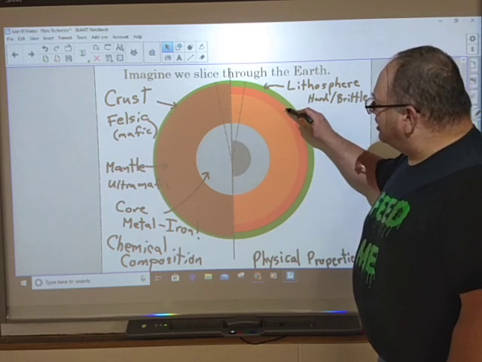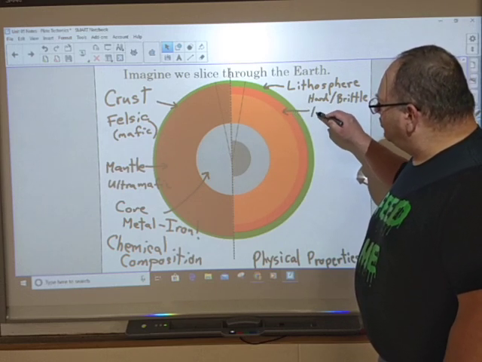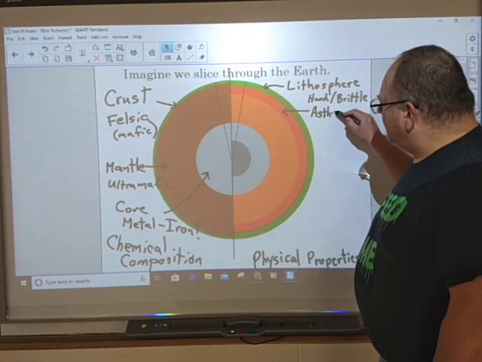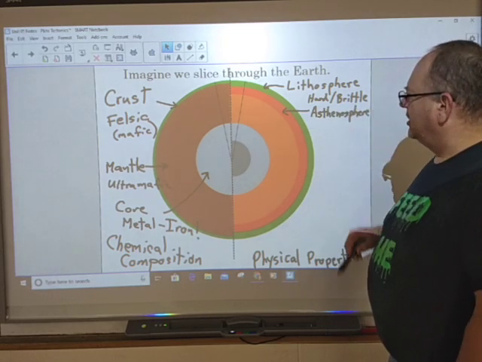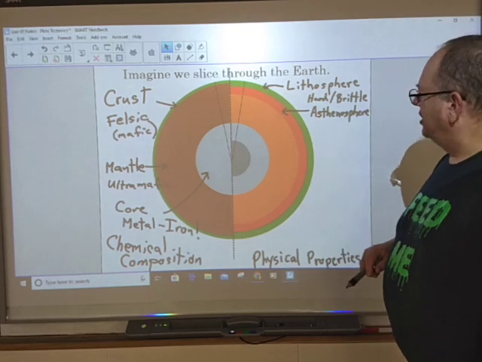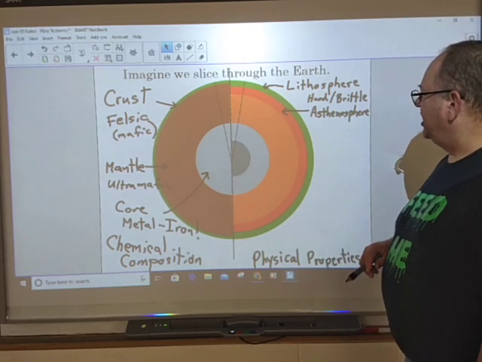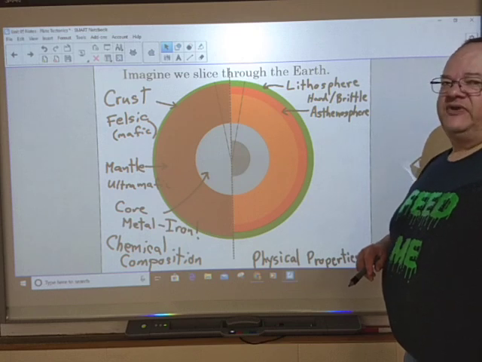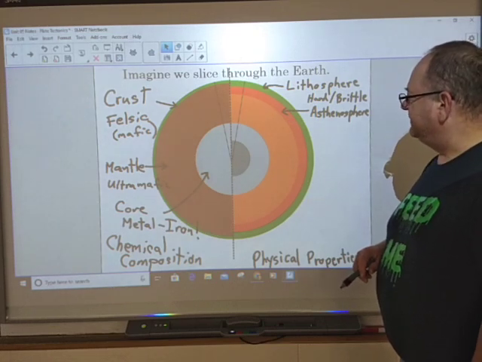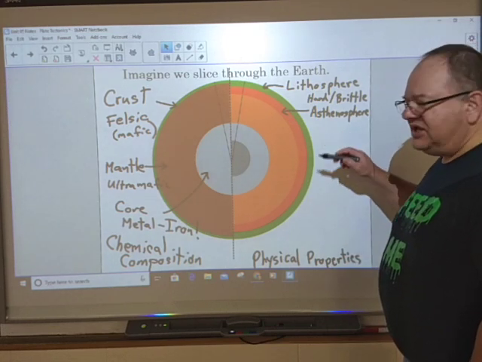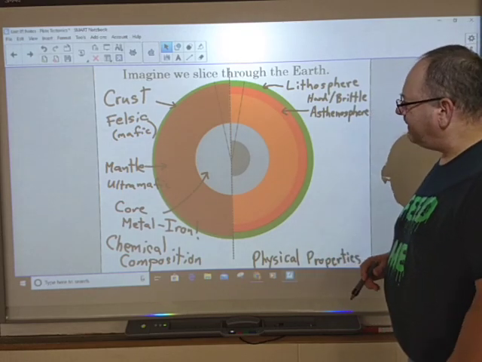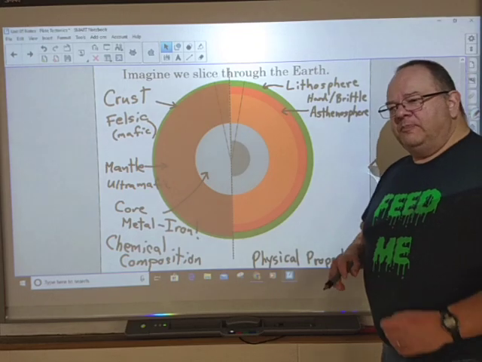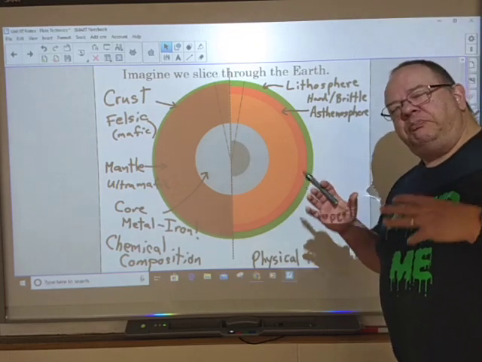The next layer down, this is a weird word, it's called the asthenosphere. A-S-T-H-E-N-O sphere. S-P-H-E-R-E. So, the asthenosphere, this is really weird. It's made out of rock, but it has properties that we call plastic.